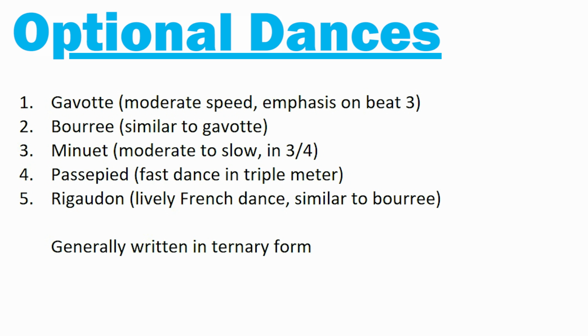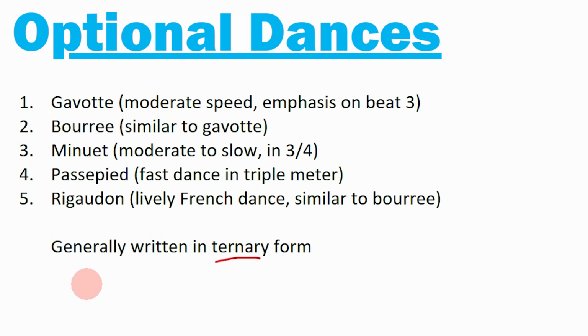There were also some optional dance movements that a composer might add between the Sarabande and Gigue, which would be a gavotte, a bourrée, a minuet, a passepied, and a rigadoon. These optional extra dances were generally written in ternary form, which is three-part form.